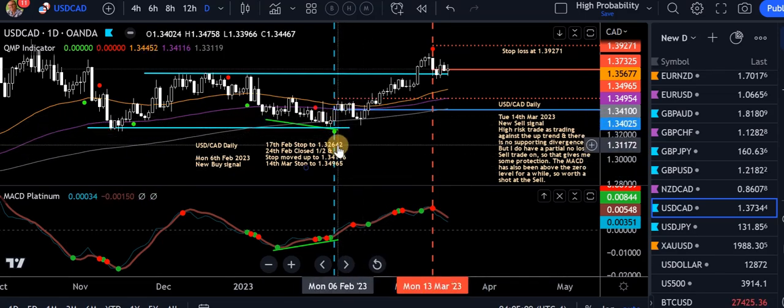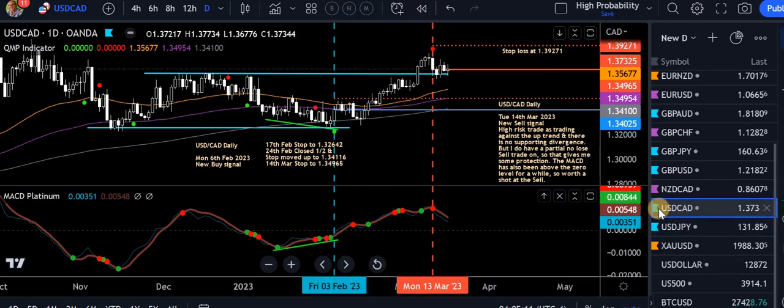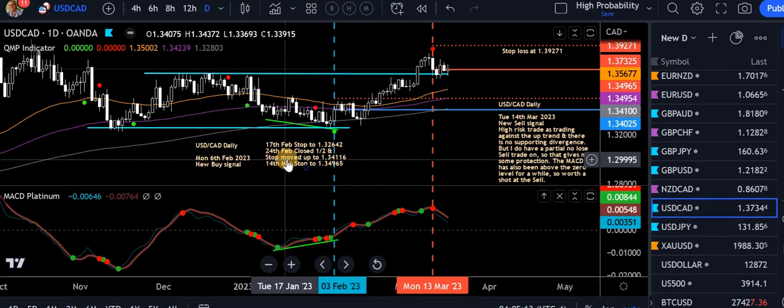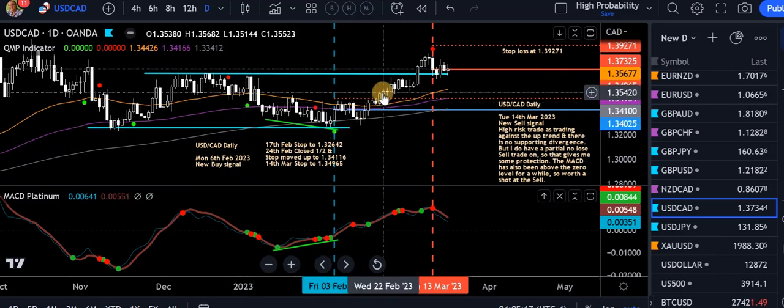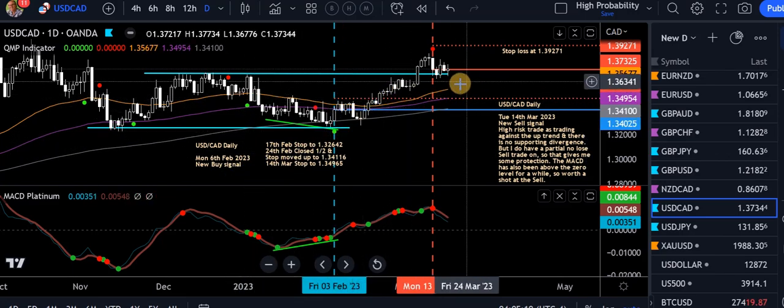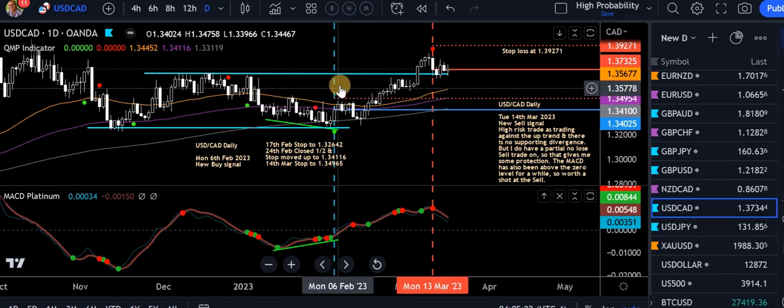All right, we've got a buy. We're on the USD CAD, my least favourite pair. It's been good to me lately. We're going to buy from the 6th of Feb. Can't lose on that. There's the stop there. So we'll just trail that stop up slowly. Might drag it up a little bit higher during the week, hopefully.